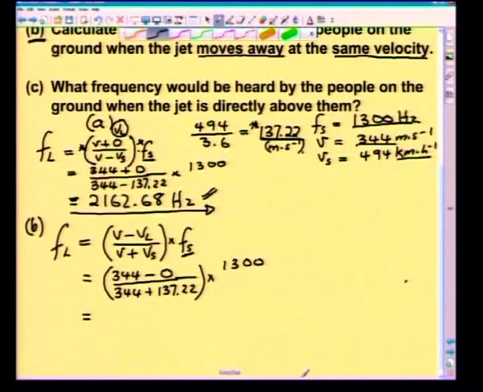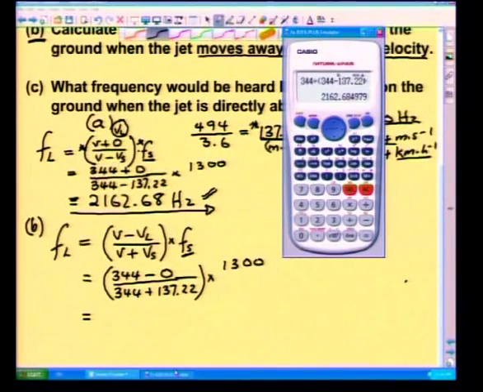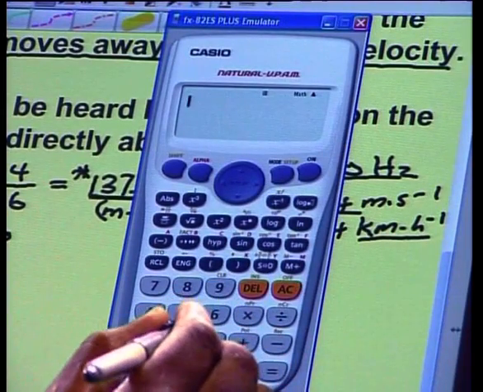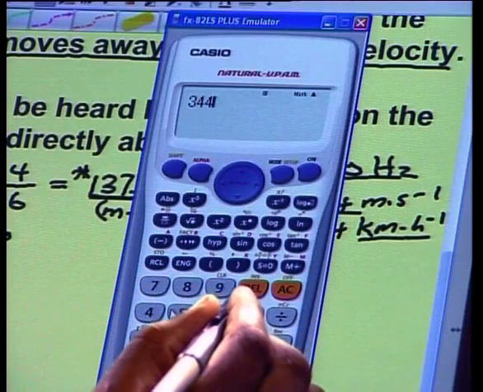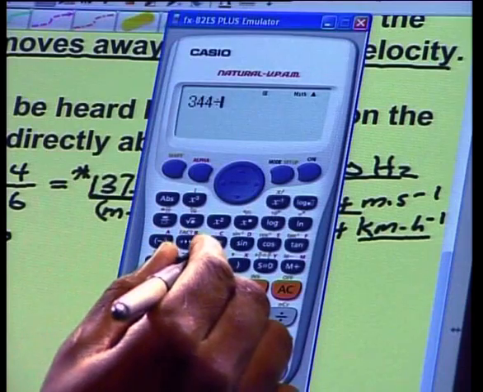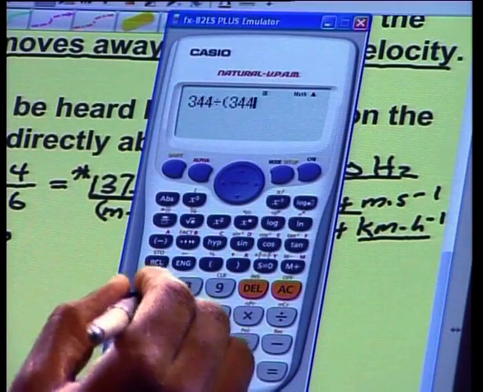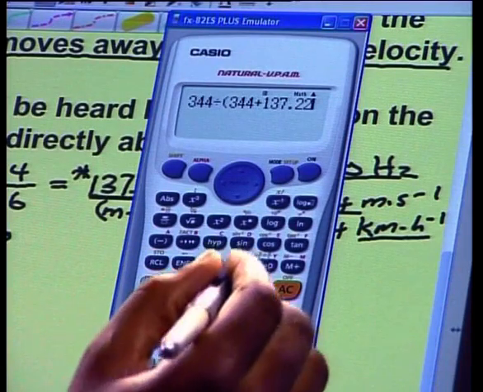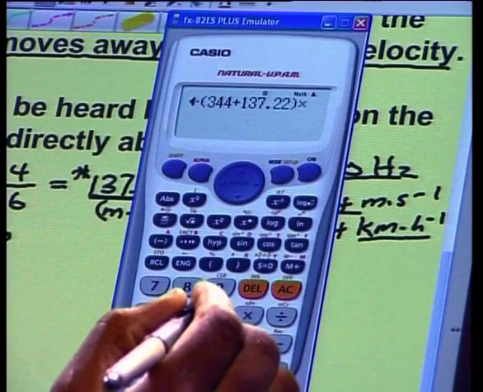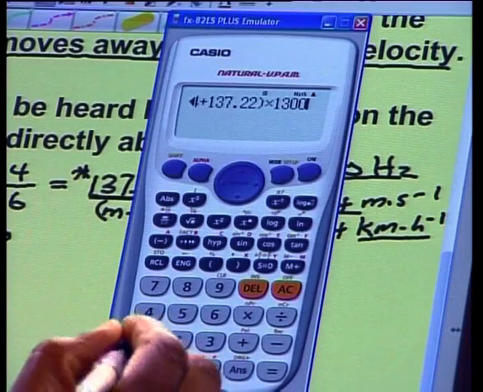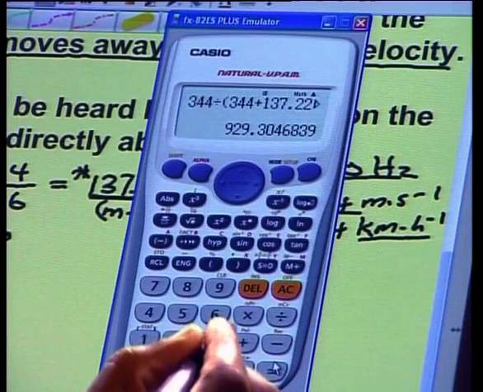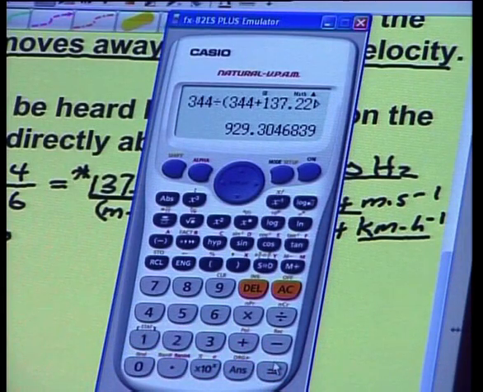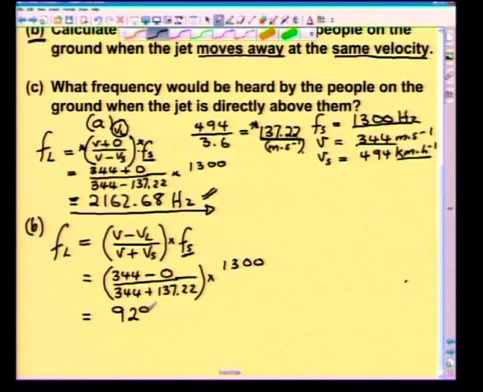Now let's work out the solution. And again, like previously, we need our calculator. Now this time we've got 344 minus 0, which is 344, divided by, I will put this in brackets, 344 plus 137.22, close brackets. All these must multiply the frequency of the source, which is 1,300. Let's get the answer. The answer is 929.30 hertz.